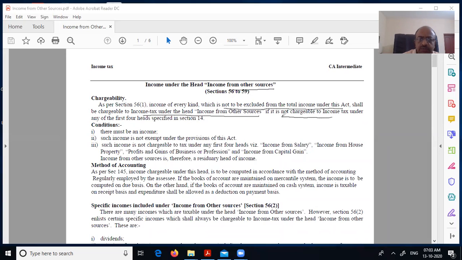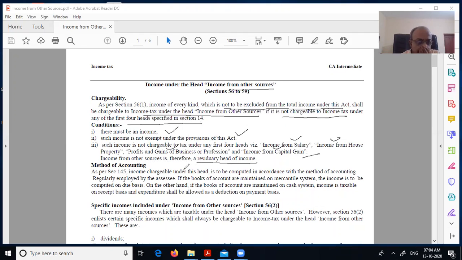If it is not chargeable to the other four heads that we have studied, that means whatever is not chargeable under the other four heads, but is chargeable to tax, will come under this. But there are certain conditions. There must be income. Income is not exempt under the provisions. If it is exempt, it doesn't come, right? Such income is not chargeable to the four heads: salary, house property, profits and gains, capital gains. Other Sources, therefore, is the residuary section.